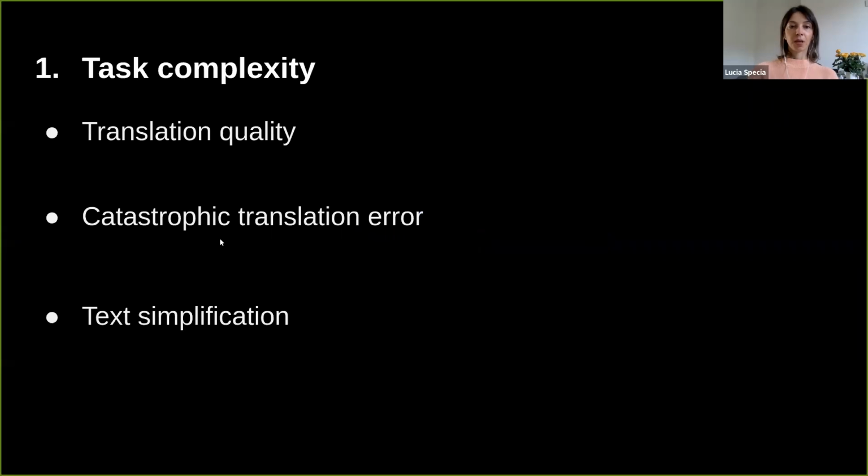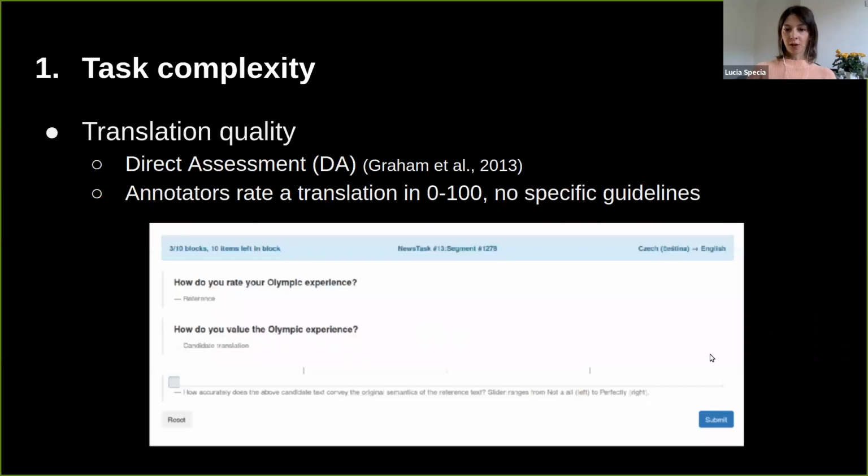Right, so I'm going to move on to the three things that I want to talk about: task complexity, subjectivity, and label type, and give some examples for each of these. I'm going to start with complexity. And I have, like I said, different annotation tasks here. I'm going to start covering them and see how far I can get. The first two are to do with translation, and the last one is text simplification. So let me start with translation quality.